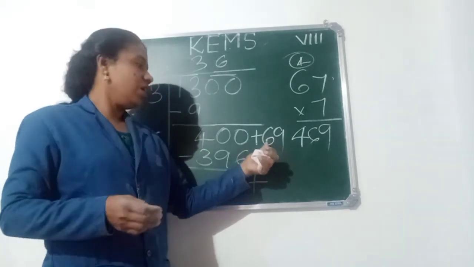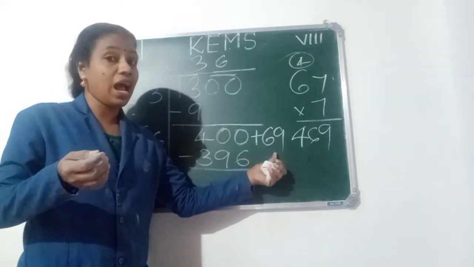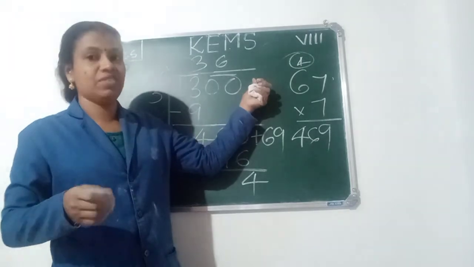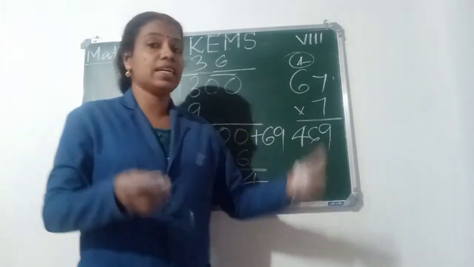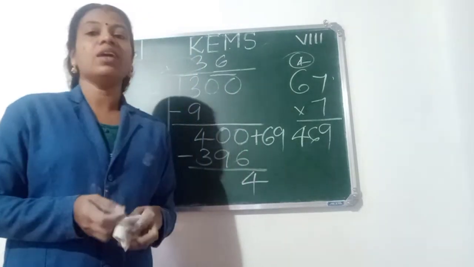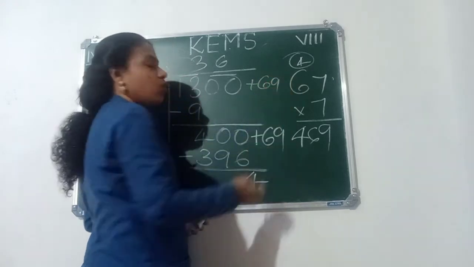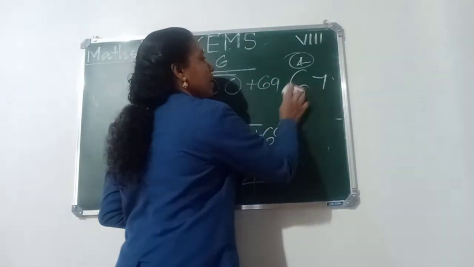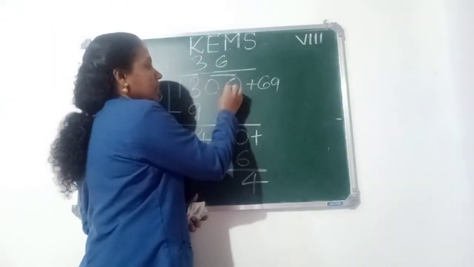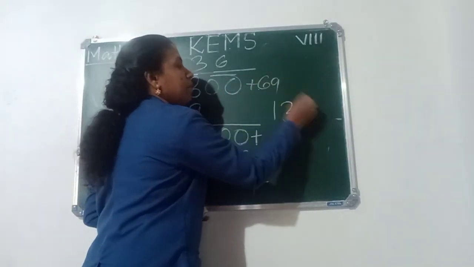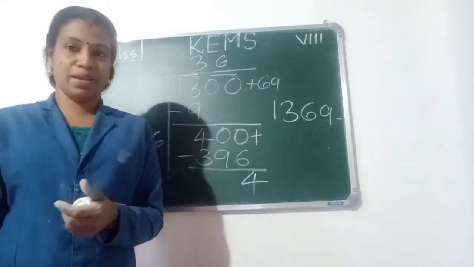Okay, so no need to add this 69 here. We need to add that 69 here. We want to make this 1300 a perfect square number, so we have to add 69 here. So what will be the next perfect square? If we add 69, it becomes 1300 plus 69. So this is the next perfect square number.